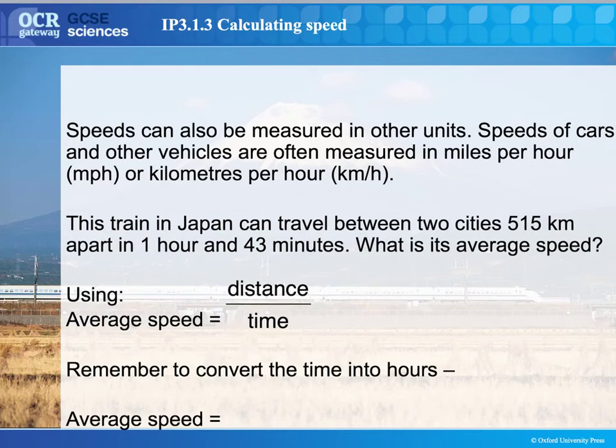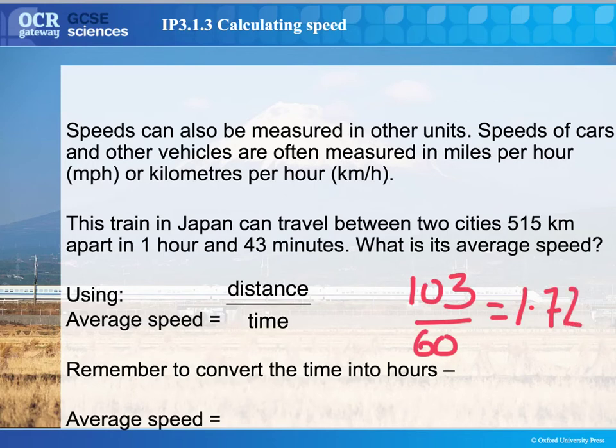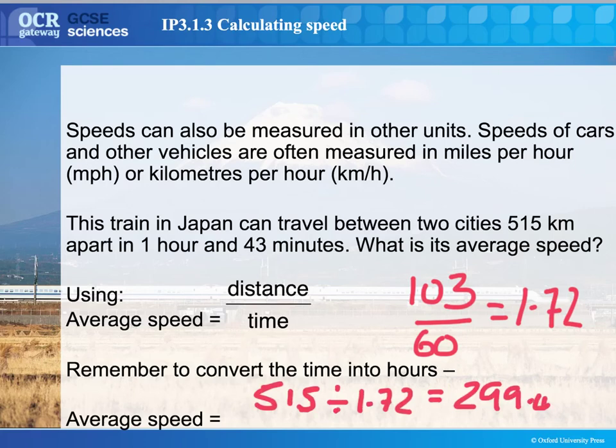Converting 1 hour 43 minutes into a decimal is harder than it might seem. You need to firstly convert 1:43 into minutes, 103, and divide by the number of minutes in an hour, 60. That gives you a number of hours of 1.72 hours. From that point, it's plain sailing. We're just using distance divided by time again. We've been given distance in the question, 515, and we've just worked out time. So 515 divided by 1.72 gives you 299.4, then it's just working out the unit, kilometers per hour.